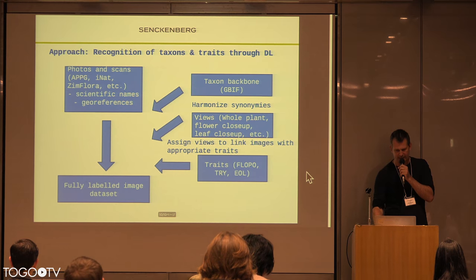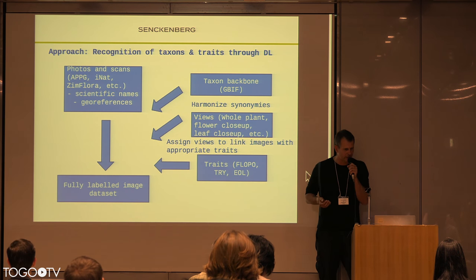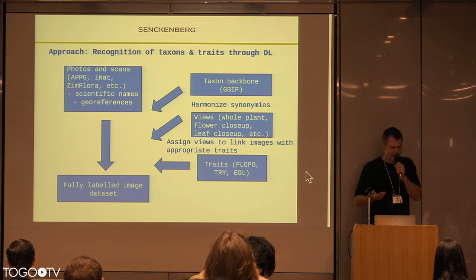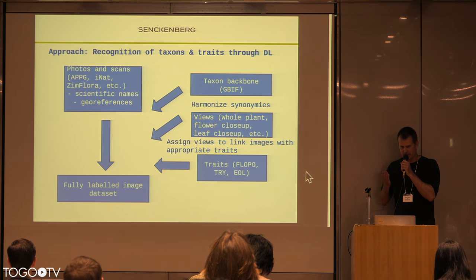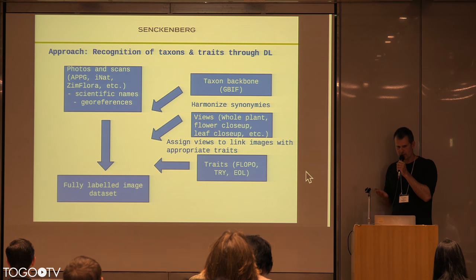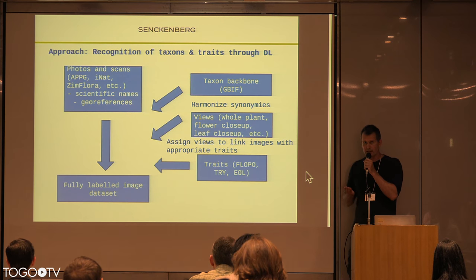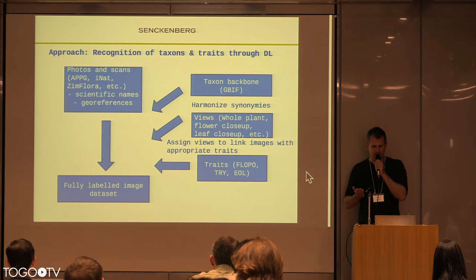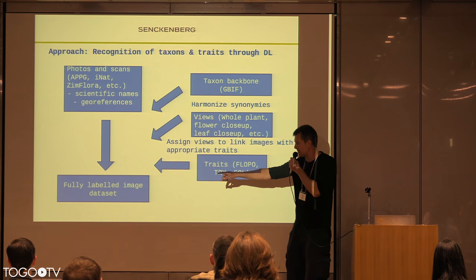It's not very easy. I have to be very brief on this and go very fast over this, due to the current state of the metadata which is accompanying these pictures. Usually there are taxonomical issues, so we have to harmonize synonyms. There are problems with trait description, which are mostly on the species level, not on the individual trait. And we want to have all of this fully developed in the data set.